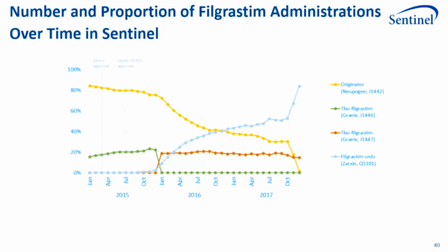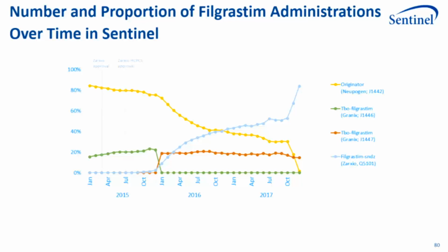So the green line is the code that was used for Granix for some time, and then there was a code switch in January of 2016, and it shows up perfectly. I don't know, it's very satisfying to see something simple like this show up well. So that's just showing you that there was a code switch and we see it and everyone used the appropriate code afterwards.